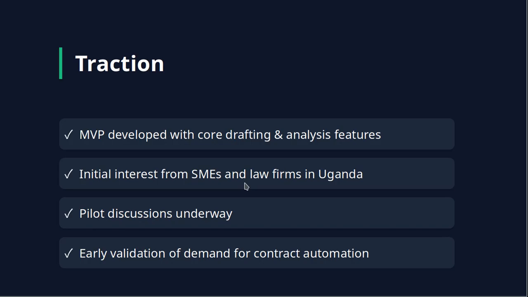So, initial interest. One is working on the MVP, which is still not polished well. Then we need to go ahead and market to law firms and businesses. Businesses that need legal aid, we can give them a free trial. Law firms, we can help them draft contracts, review contracts, and review legal documents. Pilot discussions are also underway. We're looking at the legal fraternity.